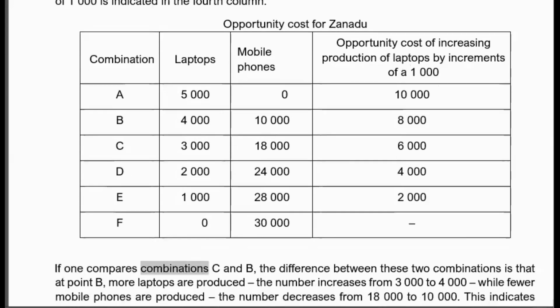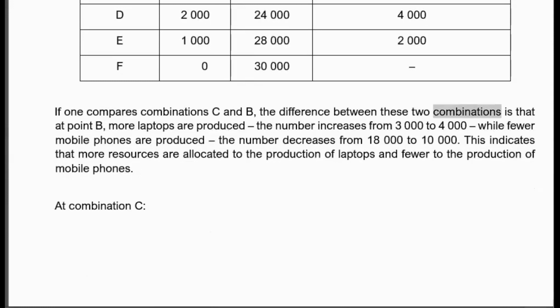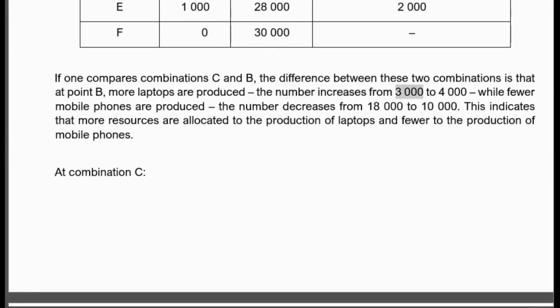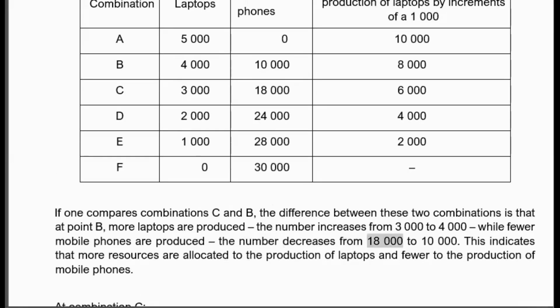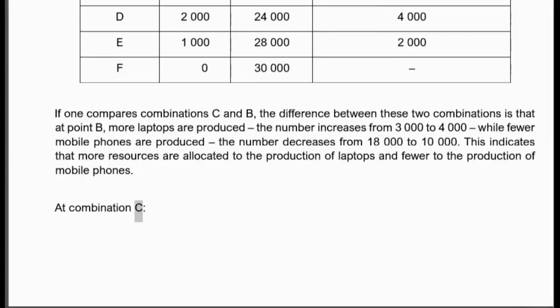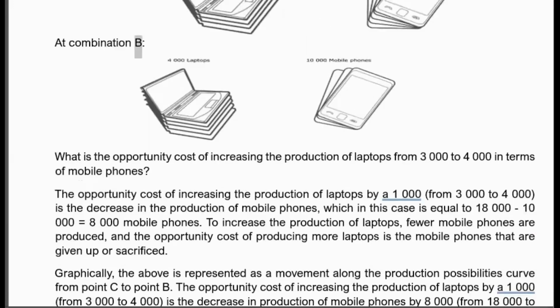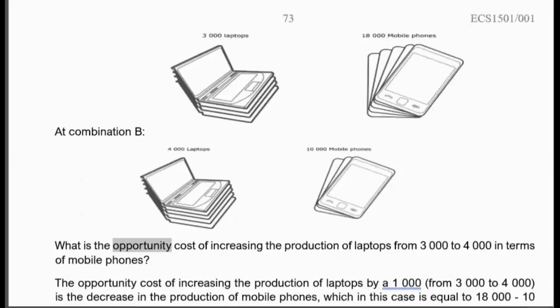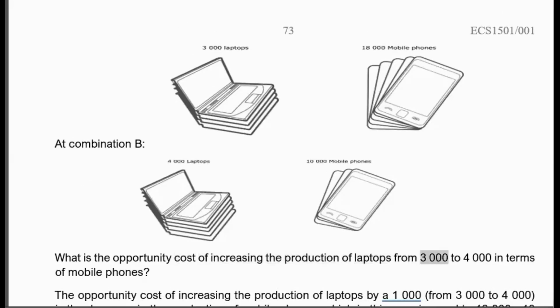If one compares combination C and B, the difference between these two combinations is that at point B, more laptops are produced, the number increases from 3,000 to 4,000, while fewer mobile phones are produced, the number decreases from 18,000 to 10,000. This indicates that more resources are allocated to the production of laptops and fewer to the production of mobile phones at combination B. What is the opportunity cost of increasing the production of laptops from 3,000 to 4,000 in terms of mobile phones?